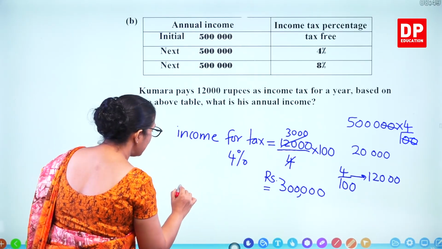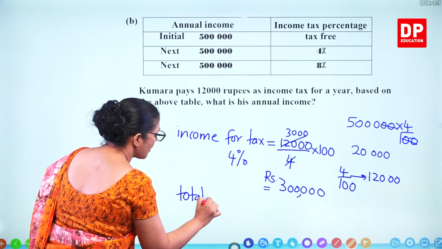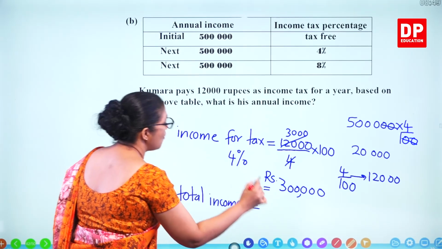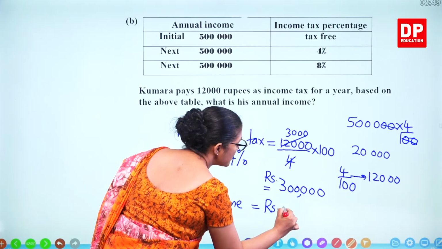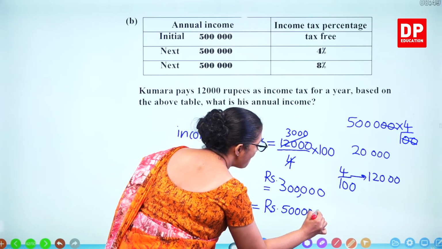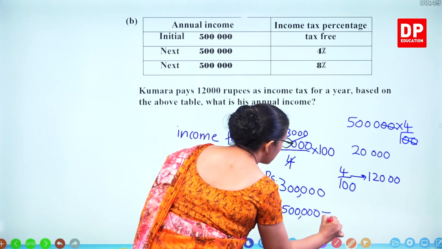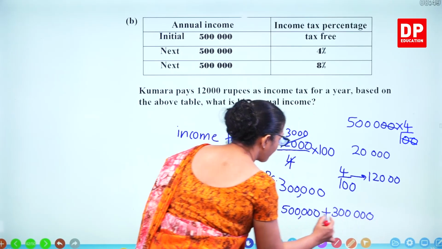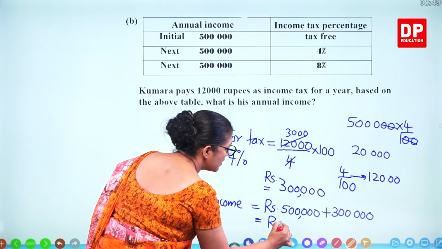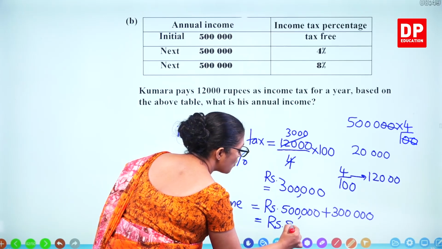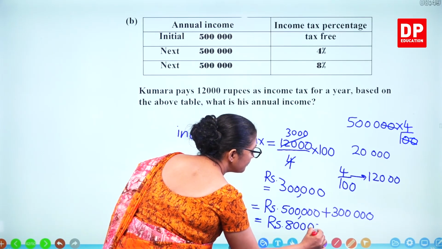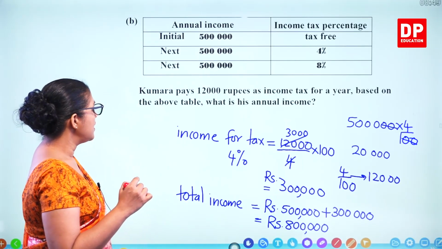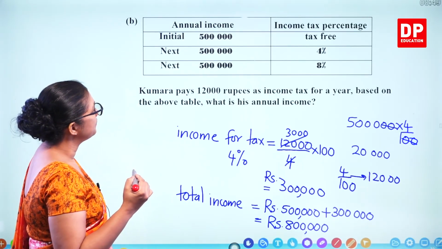So the total income is 500,000 rupees plus 300,000 rupees. Altogether 800,000 rupees. 800,000 rupees for the total income.